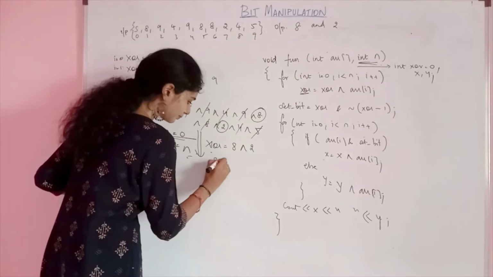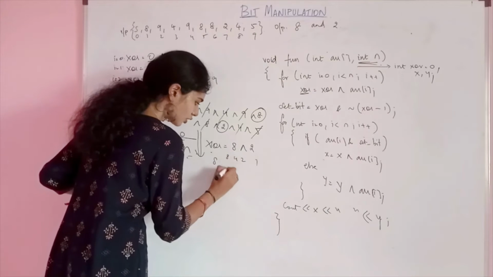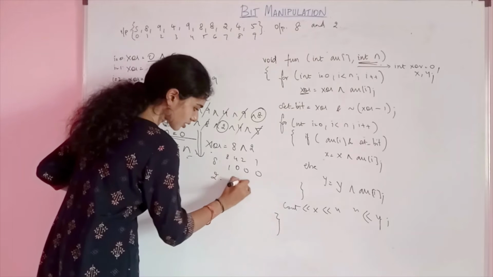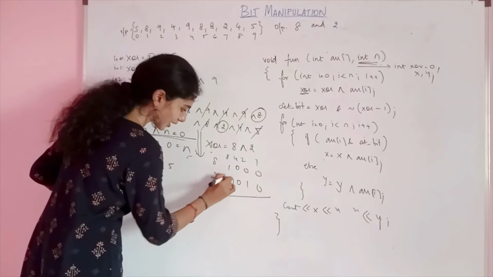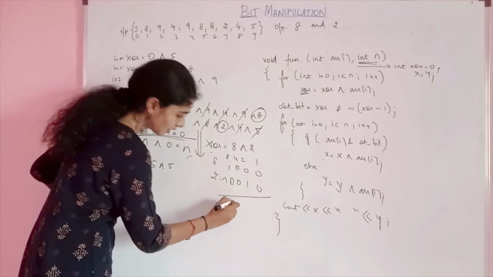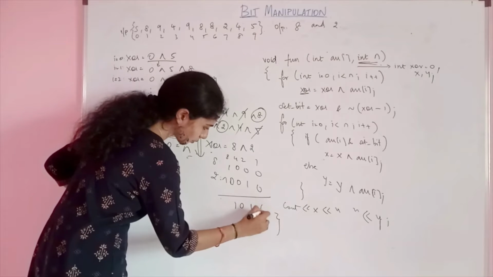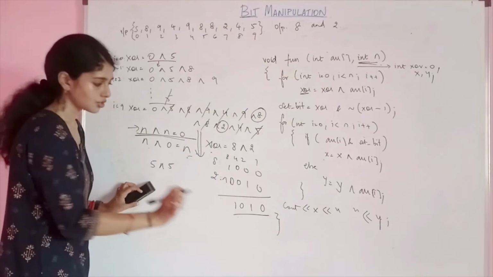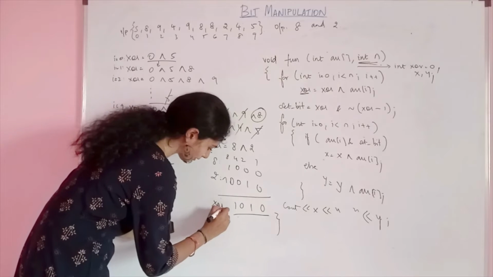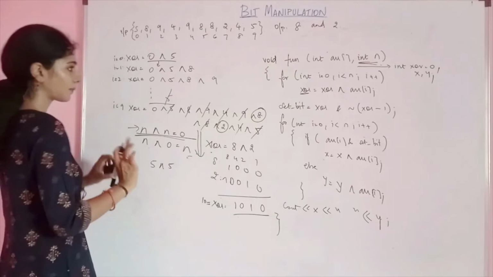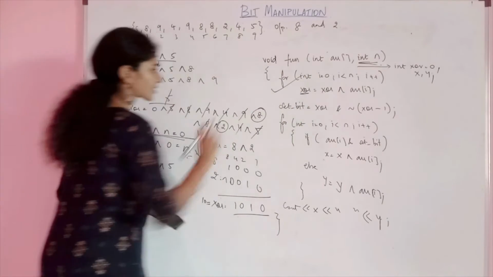So what is 8? 8, 4, 2, 1. So it is 1, 0, 0, 0. 2 is going to be 0, 0, 1, 0. Okay, so if I XOR it, if it is the same, then it is 0. If it's different, it's 1. Different, 1. It's going to be 1, 0, 1, 0. This is going to be my value of XOR, which is 10. Okay, makes sense? So we have completed this step.